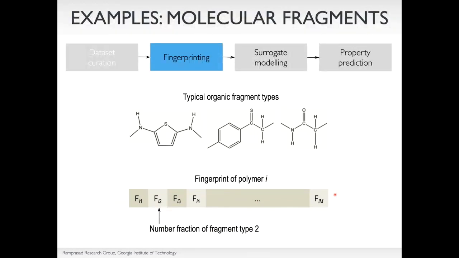For example, polyethylene is a sequence of CH2 units, right? So let's say the first one here represents the CH2 fragment, and the others are other fragments. So for polyethylene, it will be just 1 followed by all zeros, and so forth. So here is another strategy to fingerprint materials. And you could apply this for inorganic materials as well.